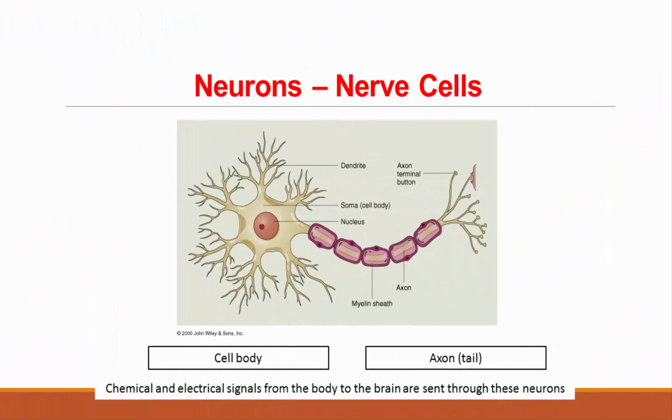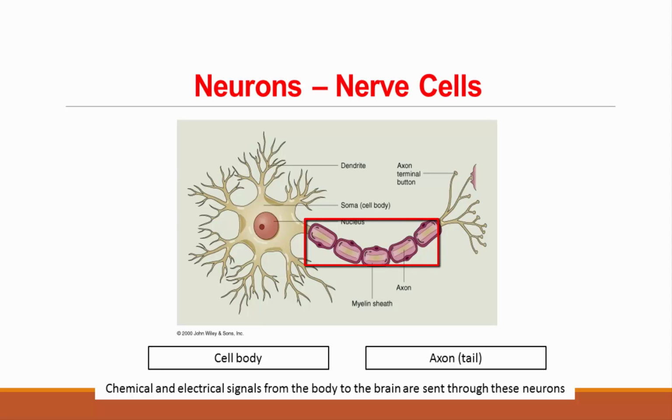All right, so just to review what a neuron is, all of you have taken psychobiology, but just to refresh your brains, right, we have a cell body in the neuron, and then we have an axon or a tail. And these neurons serve to transmit chemical and electrical signals from the body to the brain, and neurons are a core component of the nervous system.